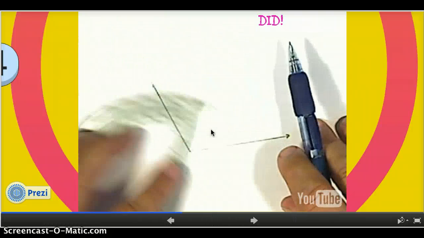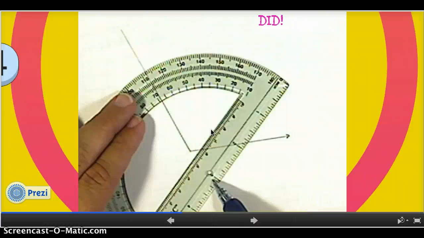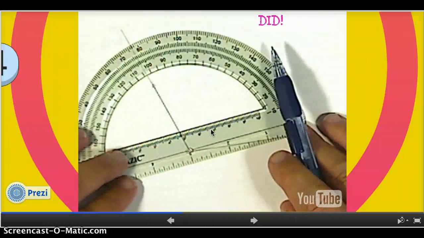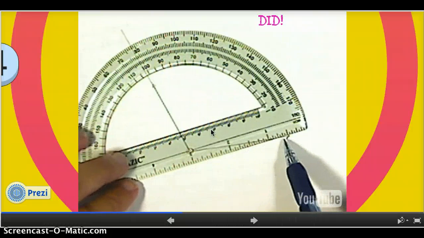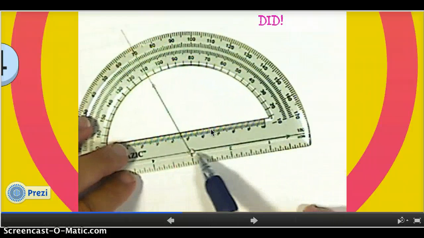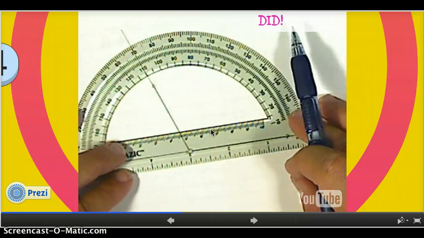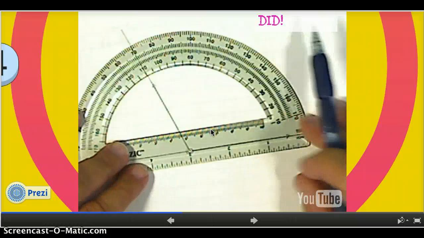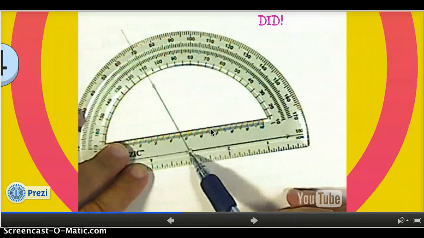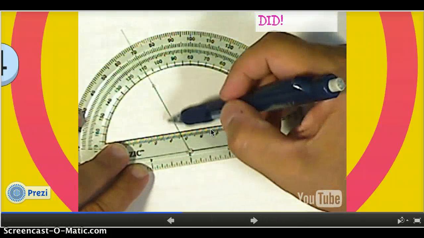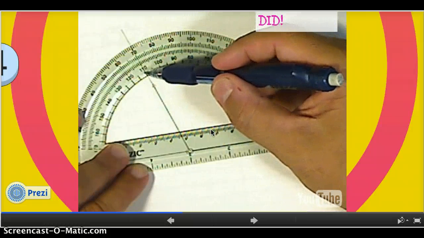So let's put this vertex inside this hole. I've got the vertex right inside the hole. Now let's get this ray lined up where it's right on the 0 line. The more accurate I am, the more accurate my measurement will be. There. This ray is in line with the 0 degree line. The hole is over the vertex, and all I have to do is go up here and read where it goes. Now I have to choose, is it 110 degrees or is it 70 degrees?